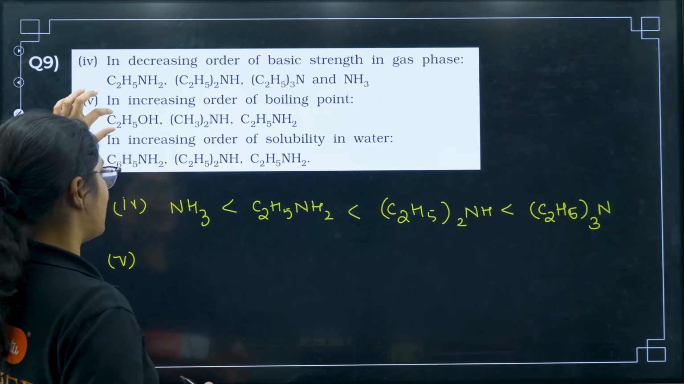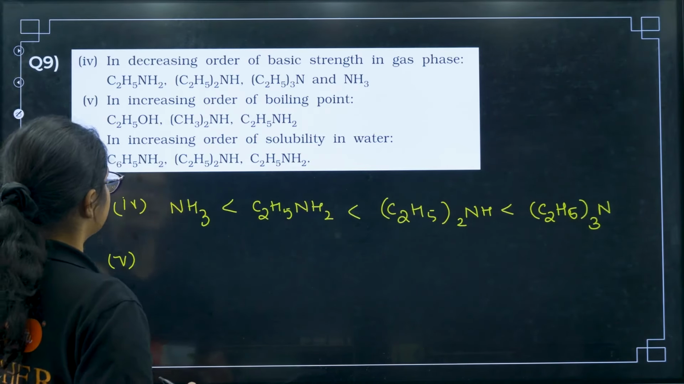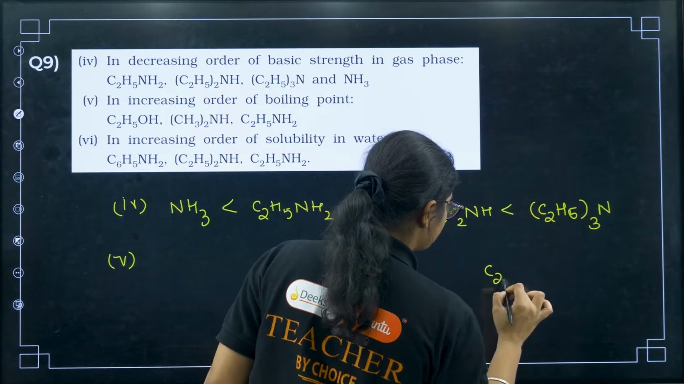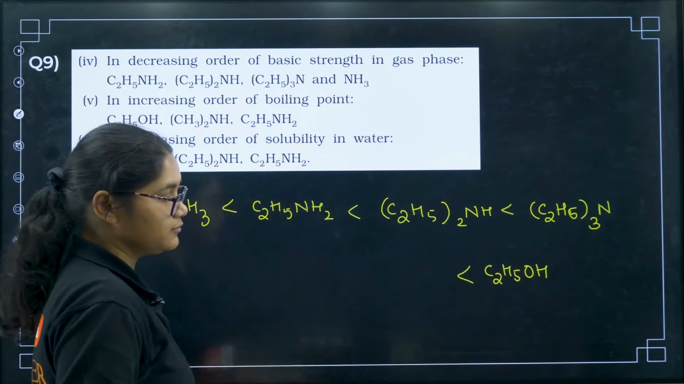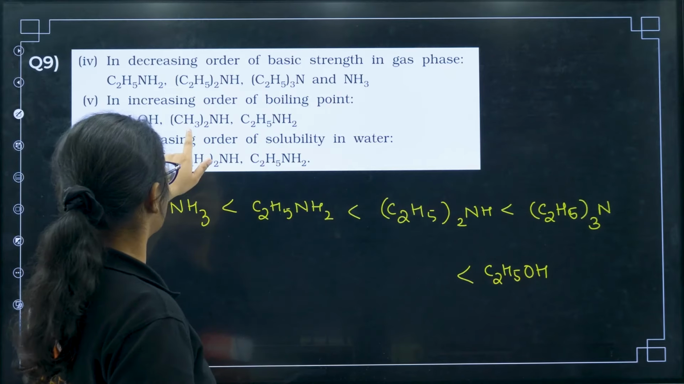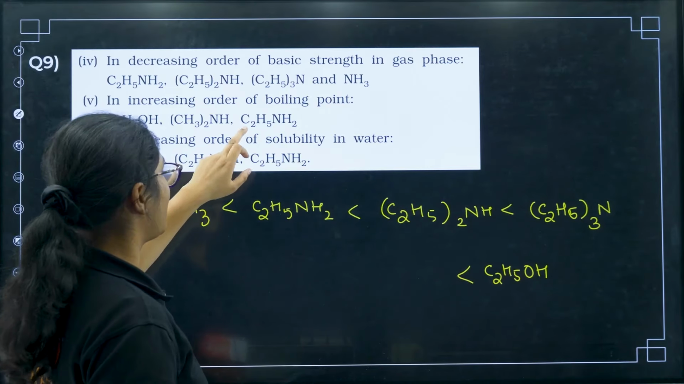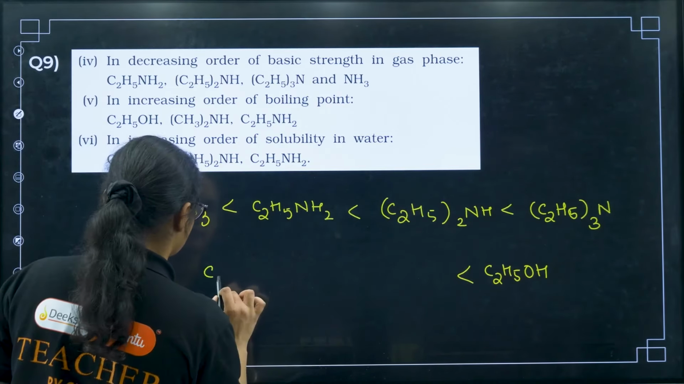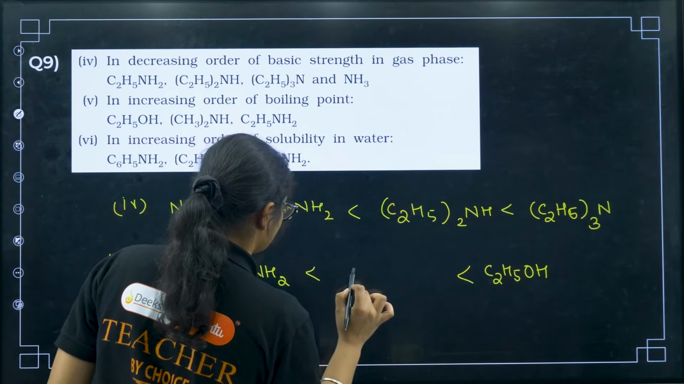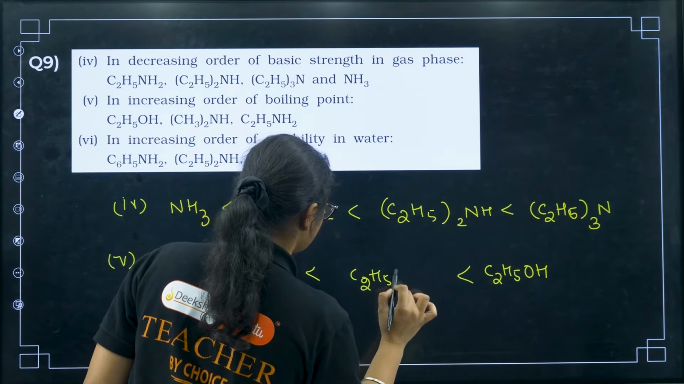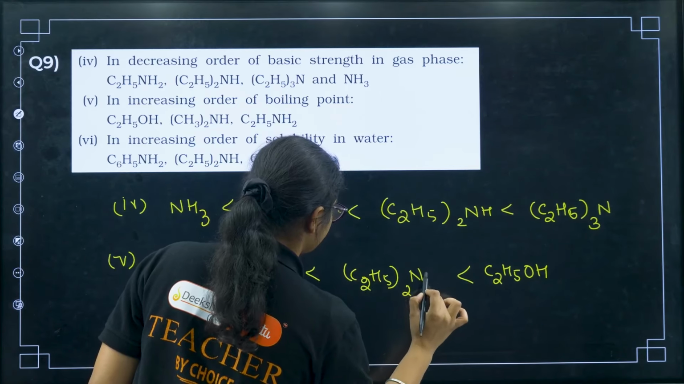So generally alcohols are more basic, so basically you have C2H5OH more basic first. Okay, alcohols are more basic. We will also see a question on why alcohols are more basic. Now again here we have 2 degree and 1 degree, so obviously we have 1 degree C2H5NH2, and then we have 2 degree (C2H5)2NH.